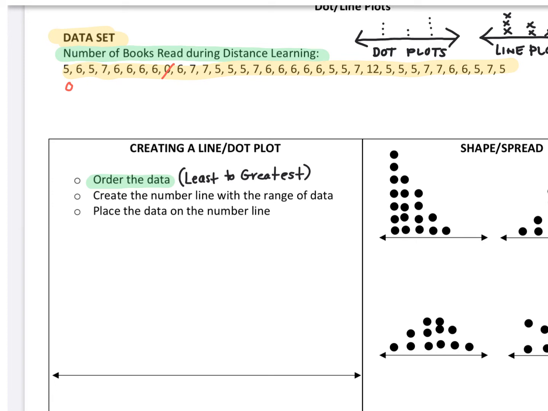Okay, let's look for 3s. Is there anybody that read 3 books over distance learning? No, I don't see any 3s either. Okay, let's look for 4s. Let me look across. I'm going to run my pen across and see if I can find any 4s. Oh, that's not happening.